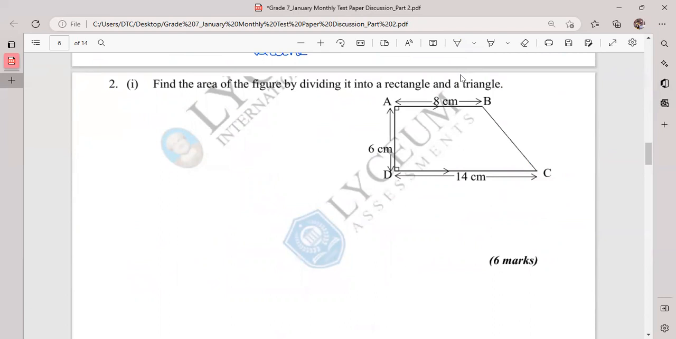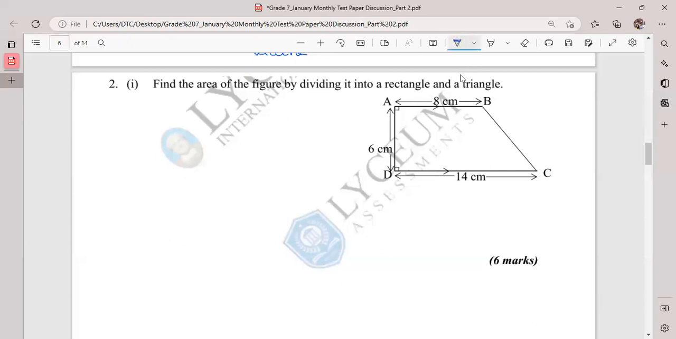Children, can you see that this is a trapezium? That is true, right? But you want to divide this figure into a rectangle and a triangle. That means you want to consider this as a compound figure. Don't consider this as a trapezium. If you consider this as a trapezium and use the area formula for trapezium, yes, you can find the area. That is true. But here they have given us the instructions, children. You want to divide this compound figure into two parts, a rectangle and a triangle.